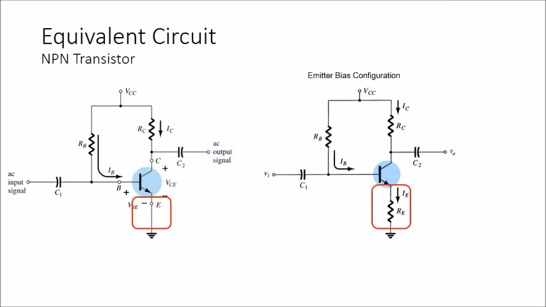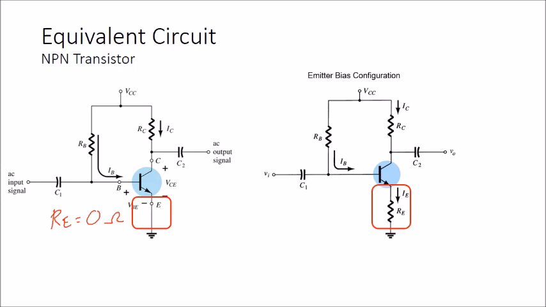On your left, this is your fixed bias configuration network, and on your right, this is the emitter bias configuration. We can compare these two configurations. In emitter bias configurations, we have RE here, but in fixed bias configuration, there is no RE, or we can assume that RE equals 0 ohm. Before we proceed, let me explain the equivalent circuits.